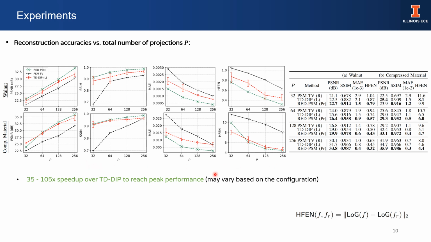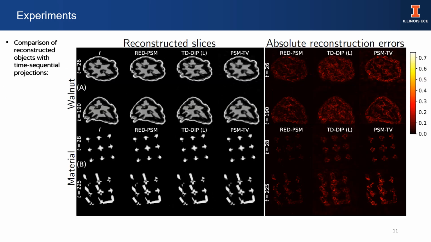Noting the wide range of metrics for different P, we provide a more detailed comparison with average TDDIP accuracies in the table. RED-PSM is also significantly faster than the compared techniques.